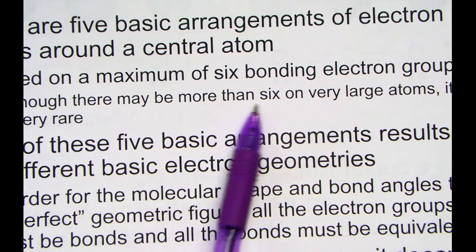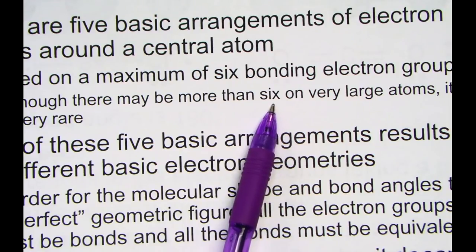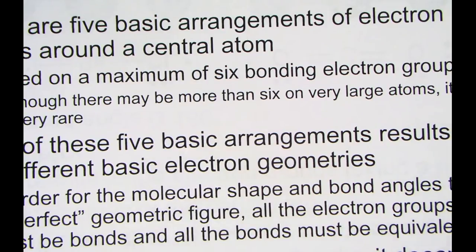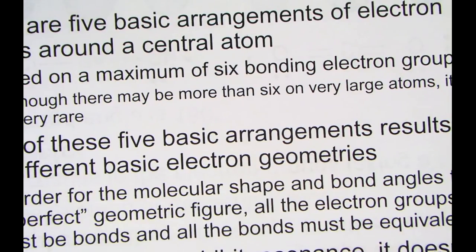Though there may be more than six on very large atoms, it is very, very rare. The most common is tetrahedral. You have to expand the octet to get five or six electron domains. Each one of these five basic arrangements results in five different basic electron geometries.